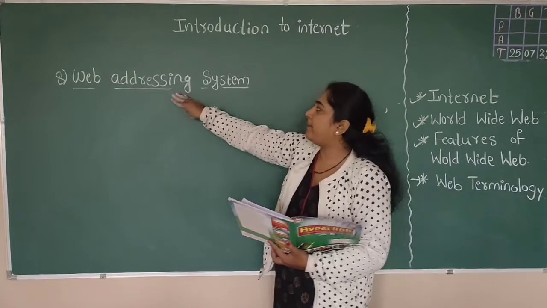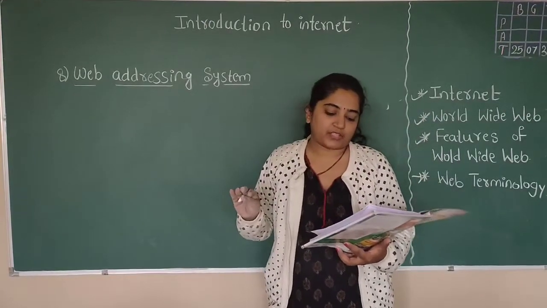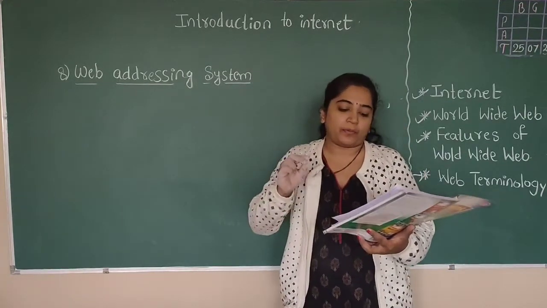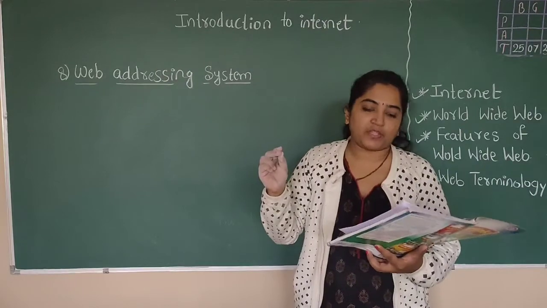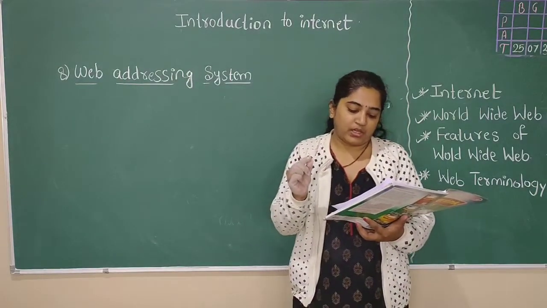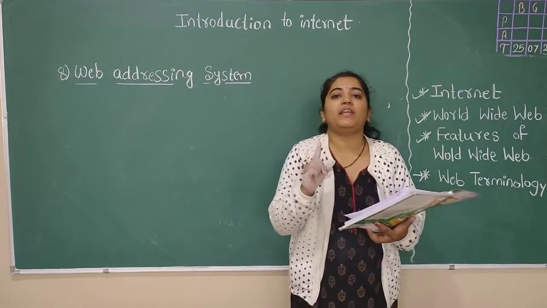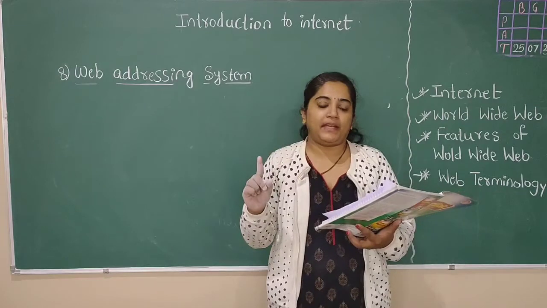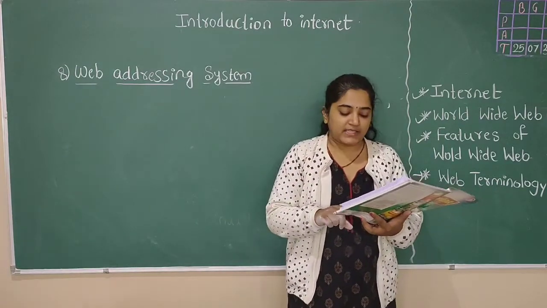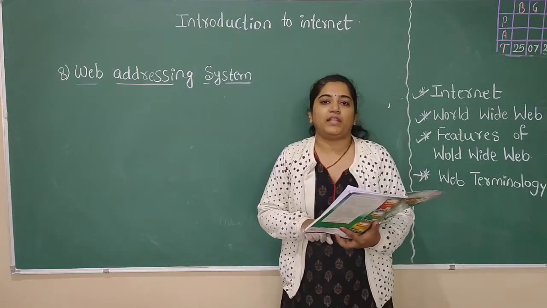The next one is web addressing system. By now you all are aware of the internet. The internet is a network where millions of computers can share information with each other. To share the information, every computer should be connected with each other, and it should have a unique address that will not repeat. That is not an easy task. Who will give the unique addresses for that?